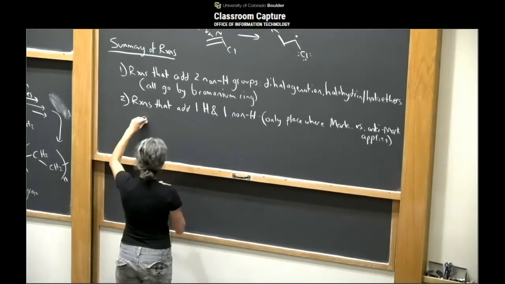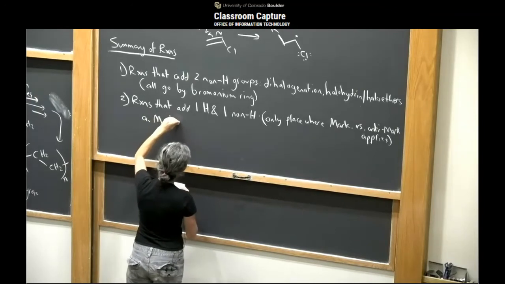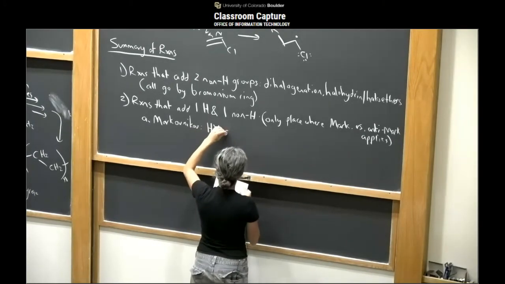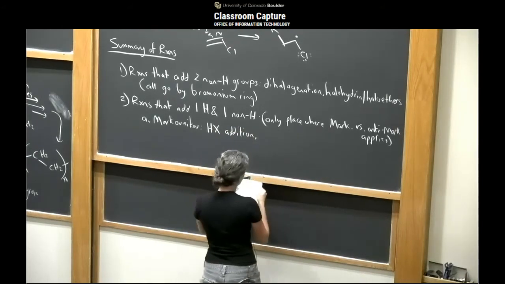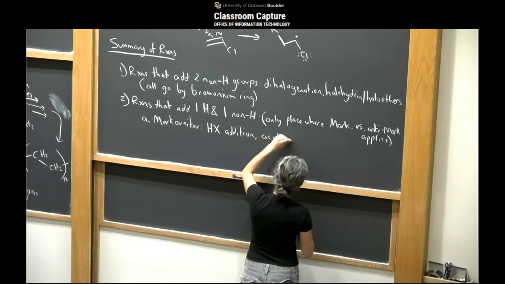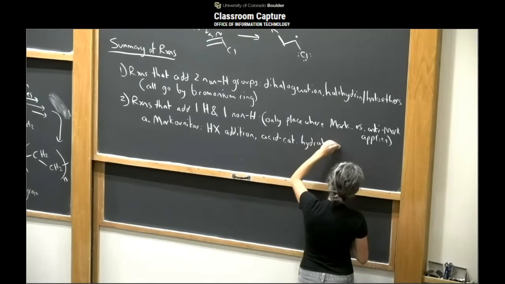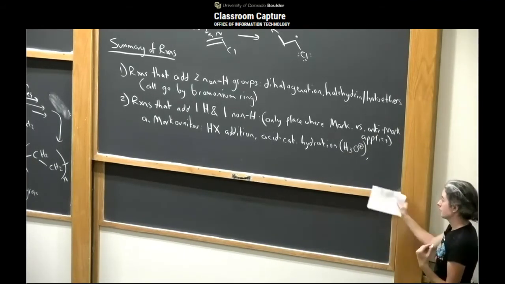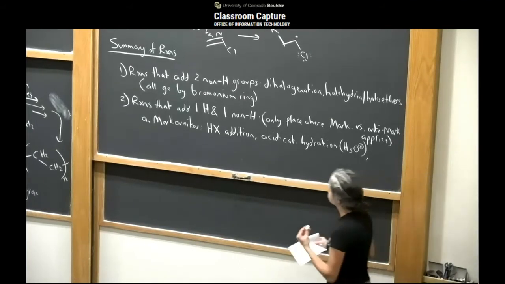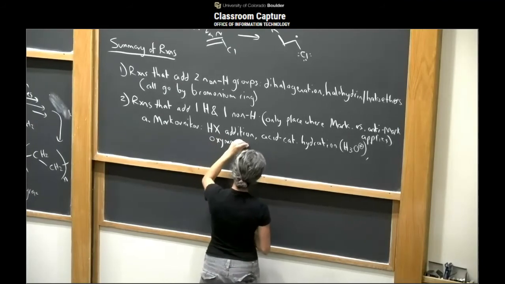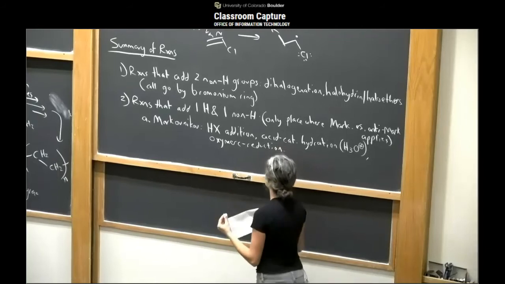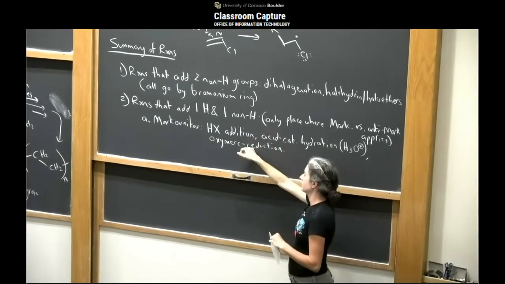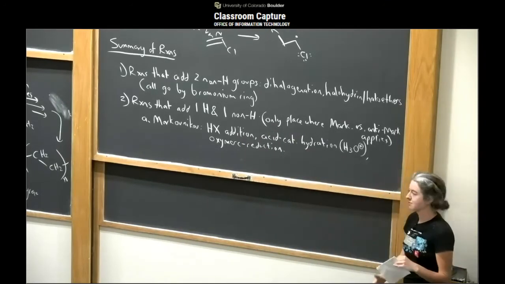So in Markovnikov style, we're going to see HX addition, which we did see in chapter 4. Acid catalyzed hydration, or in other words, just adding H3O plus or equivalent to the molecule. And then the third one we saw in this category is oxymercuration reduction. Okay, so all 3 of those add Markovnikov style. The mechanism is more similar for the first 2 than it is for the third. The first 2 go by carbocations, so you've got to watch for rearrangements.